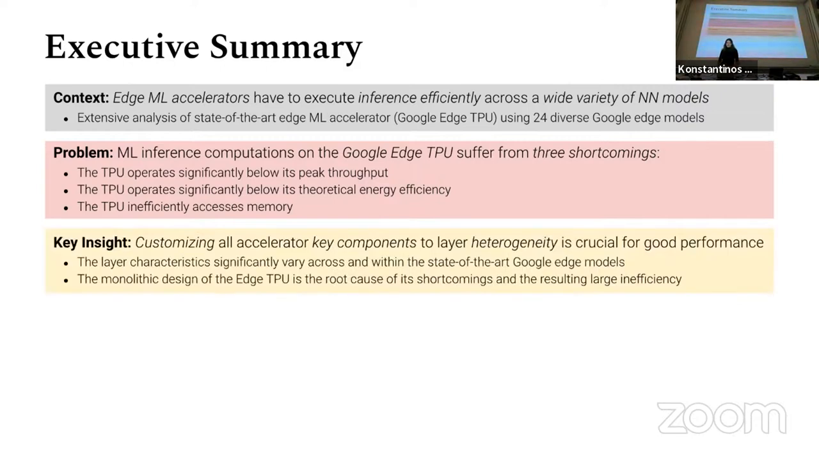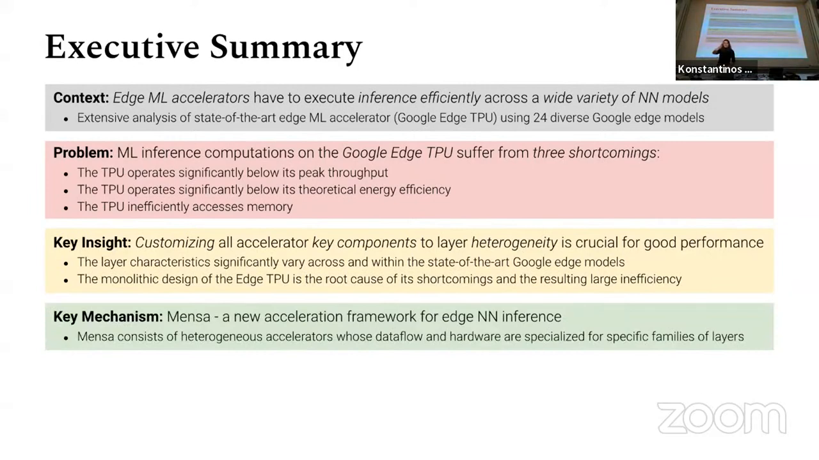If you then read the paper further, you will see that the paper identifies two things. First, that the layer characteristics significantly vary between the different edge NN models which are being analyzed. And then also that the monolithic design of the accelerator itself is the reason all these shortcomings in performance exhibit. Through that, the paper draws the conclusion that customizing all accelerator components is needed, to customize all the accelerator components with regards to these specific layer characteristics to achieve a good performance.